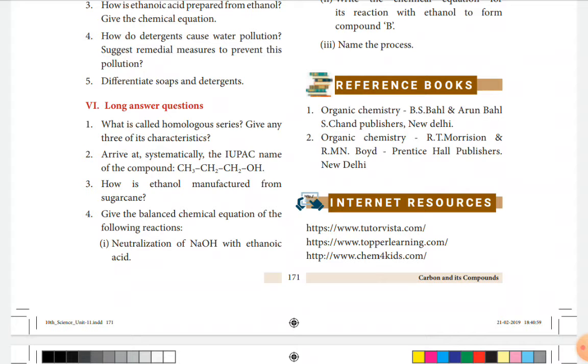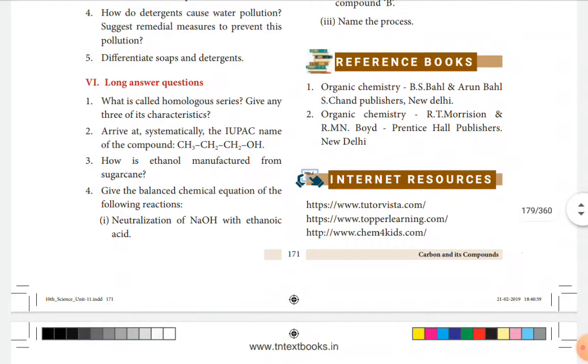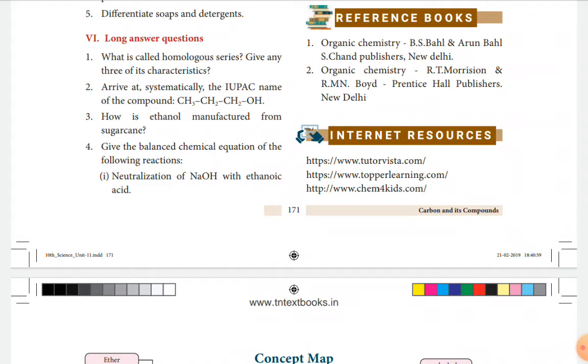Now see, first one: neutralization of sodium hydroxide with ethanoic acid. You have to understand from the question itself what neutralization is. This also we already learned in 8th and 9th standard. Neutralization is when an acid reacts with a base, and salt and water are formed. Normally, when acidic solutions react with an alkali basic solution, salt and water are formed. So bases are neutralized by acid. This is called neutralization.